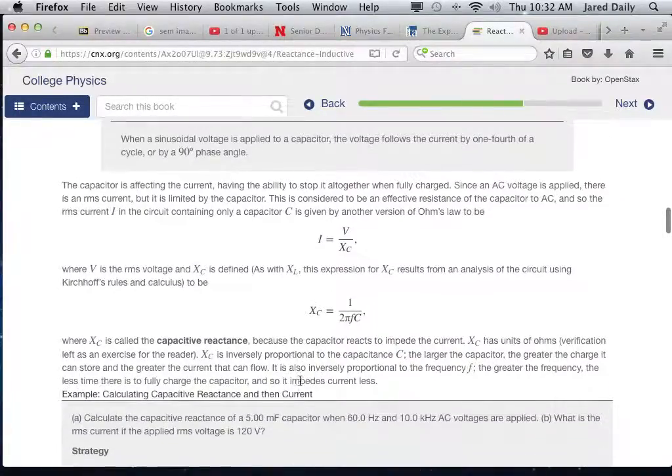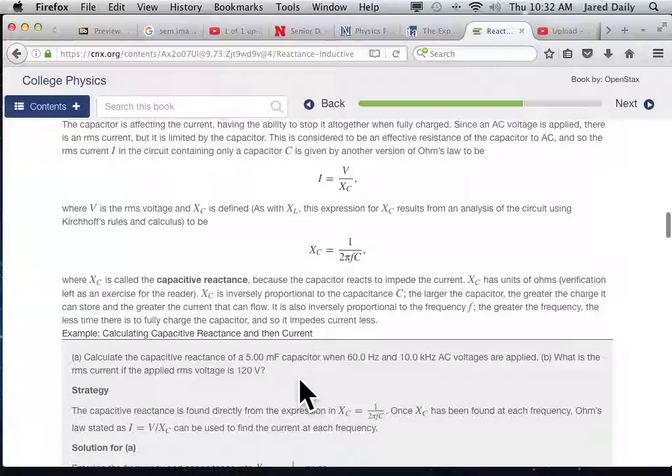But this is also going to have a reactance in an AC circuit. You can put a capacitor in an AC circuit and it has a reactance like a resistor would have a resistance. But it's computed differently. Instead of being directly related to the frequency, where as the frequency goes up, the reactance goes up, this one is inversely related to the frequency. As the frequency goes up, the reactance goes down. So it's 1 over 2 pi times the frequency times the capacitance.